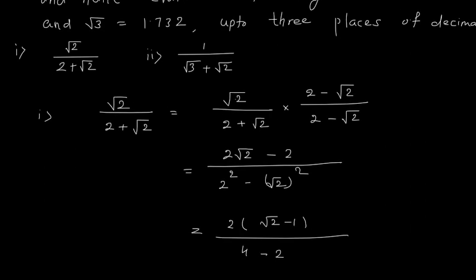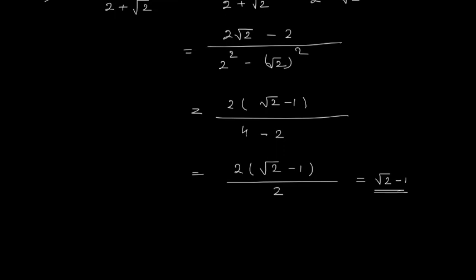Second problem is 1 upon root 3 plus root 2. Here we have to use the value of root 2. Value of root 2 is 1.414. So 1.414 minus 1 will give me the answer 0.414. Okay.